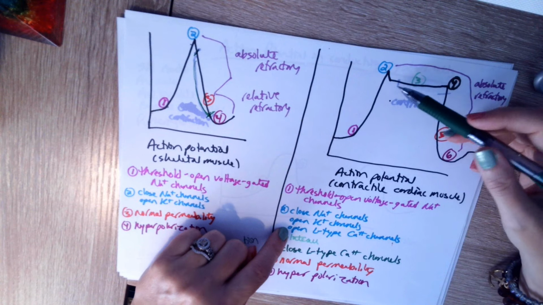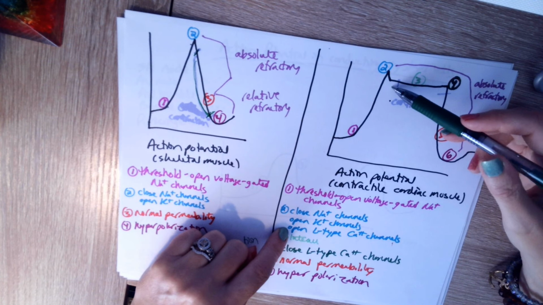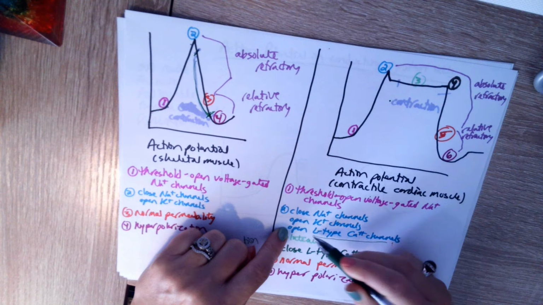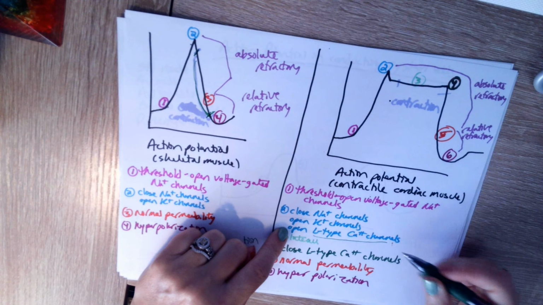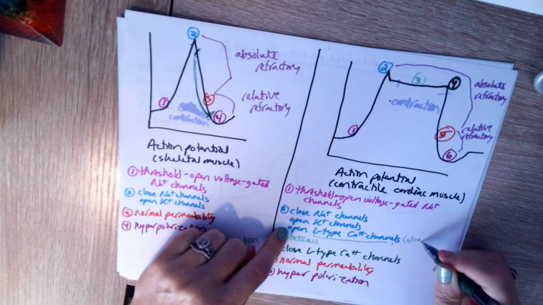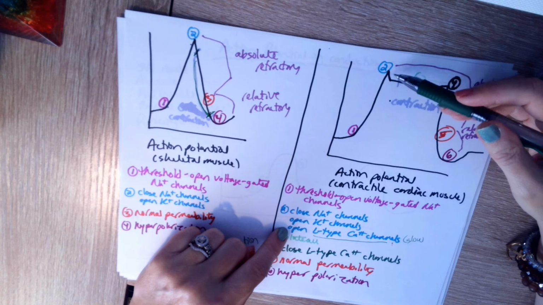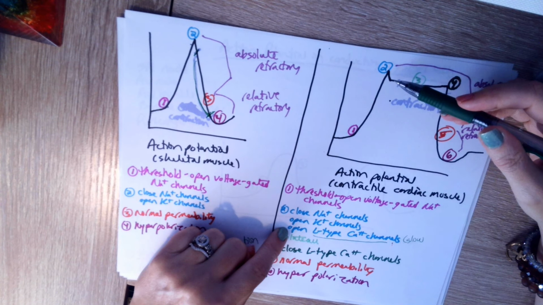But what we're going to do differently here is open L-type calcium channels. L-type stands for long-lasting. They're very, very slow, so it takes them a little bit of time to open. We know that calcium has an electrochemical gradient to move into a cell.